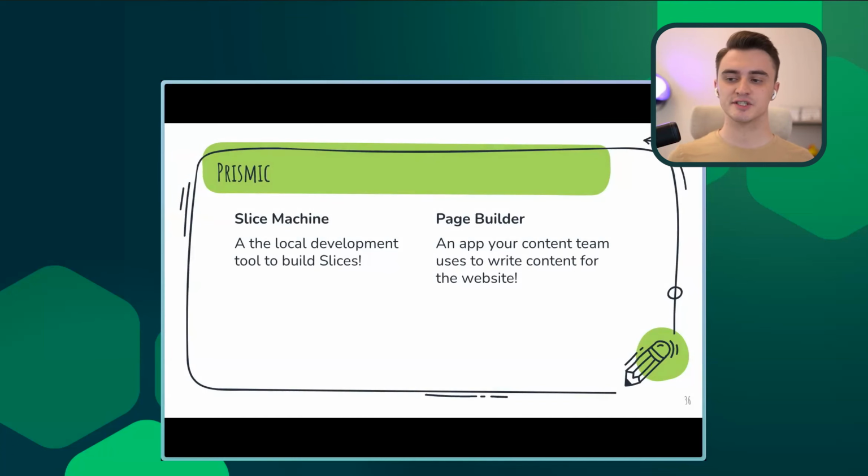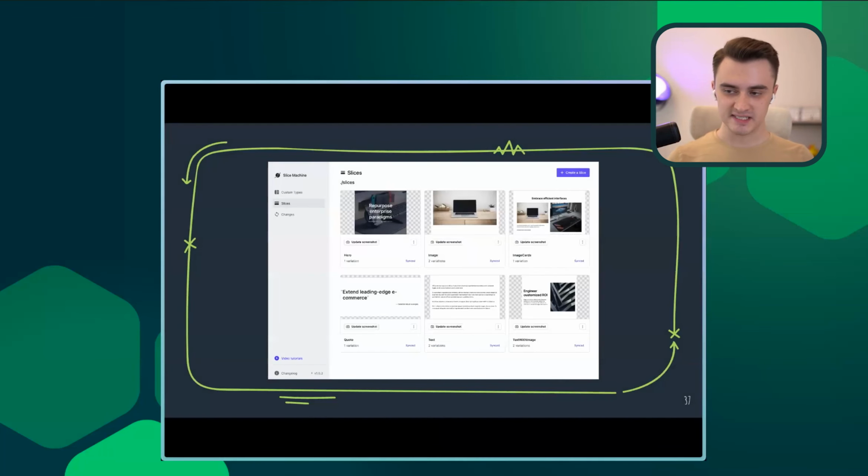We deliver two main tools: Slice Machine, a local development tool to build slices, and Page Builder, an app your content team uses to write content for the website. So this is the screen of the Slice Machine.